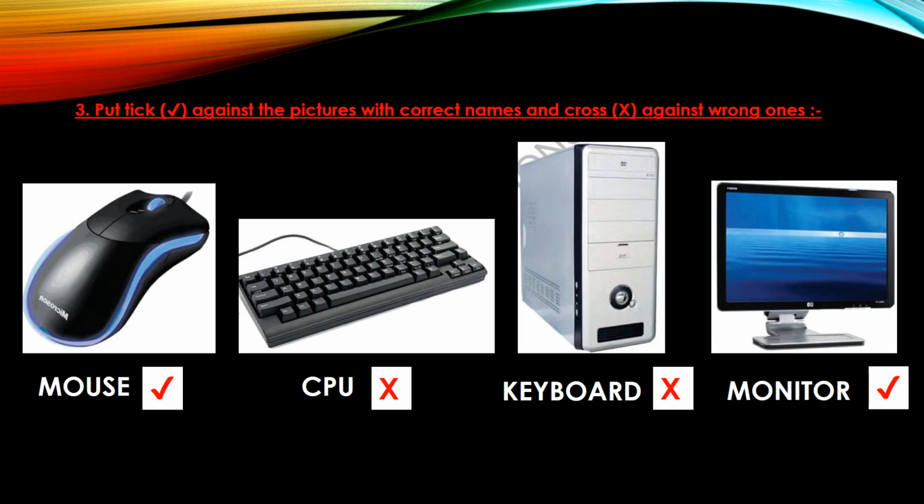Second, keyboard is given, but the name is written CPU. So it does not match with the picture. The name does not match with the picture. So we will put a cross here. Third, picture is of CPU, but name is given keyboard. Again we will put a cross here as the name does not match with the picture. And fourth, picture is of monitor and name is also given monitor. So it is correct.